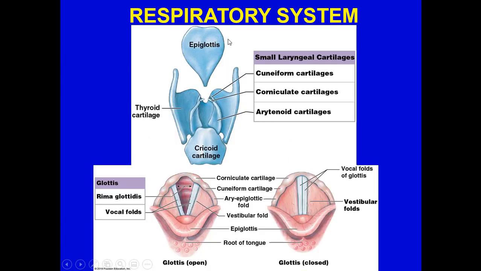And as this is taken apart, you can see the small laryngeal cartilages: the cuneiform cartilage, the corniculate cartilage, and then of course the arytenoid cartilage here. This is where we see the glottis. We have the rima glottidis, and we have the vocal folds.